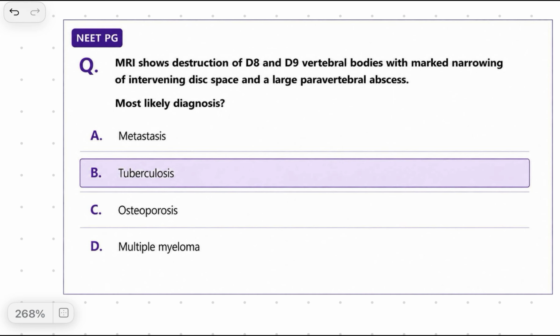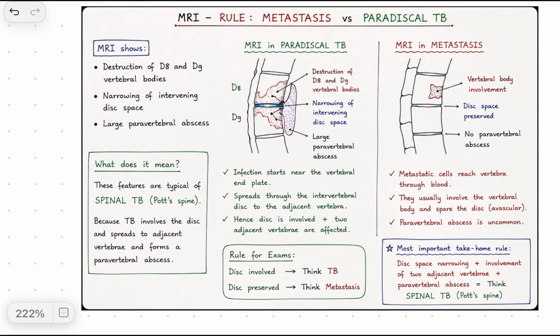So, first thing here is destruction of D8 and D9 vertebral bodies, and second one is narrowing of intervening disc space, and third one is large paravertebral abscess. So these are your clues for this question. The most important in these three is intervening disc space narrowing.